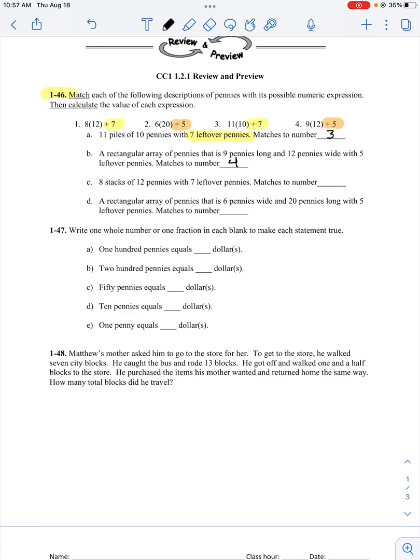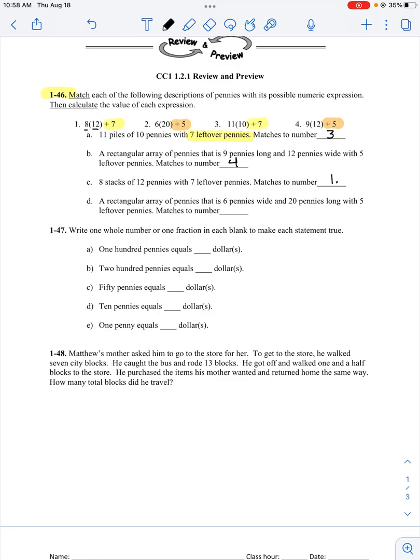Okay, part C, 8 stacks of 12 pennies with 7 leftover pennies. We already know number 1 has 7 leftover pennies. I just have to make sure there are 8 stacks of 12 pennies. And there are 8 groups of 12. So part C matches to number 1.